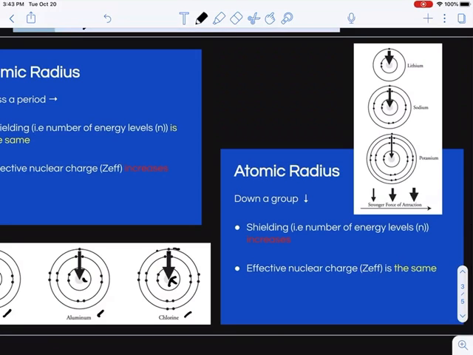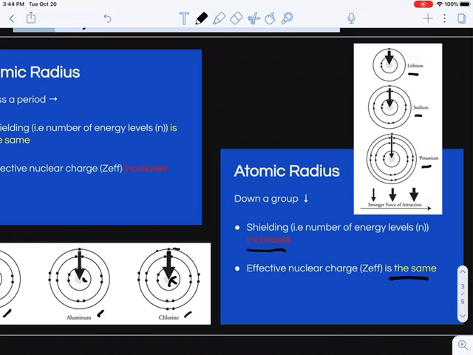Well, what about down a group? Down a group, our effective nuclear charge is staying the same, but our shielding is increasing. And when there's more shielding, outer electrons are held less tightly. That is, they feel the force of the nucleus less. So lithium's outermost electron is held very close to its nucleus, whereas sodium's is held less close, and potassium's is not held very tightly at all. And that's because as you move down a group, there's more shielding.